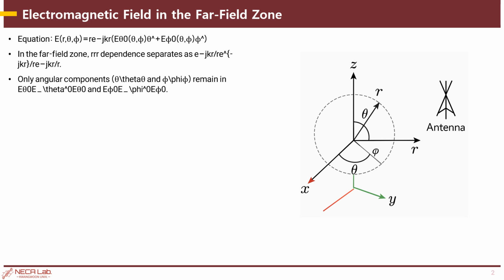So on the right here, we can see a coordinate system diagram illustrating r, theta, and phi, showing how the antenna radiates energy outward. Understanding this concept is crucial because it allows us to analyze and model antennas efficiently by focusing on these angular components in the far field.